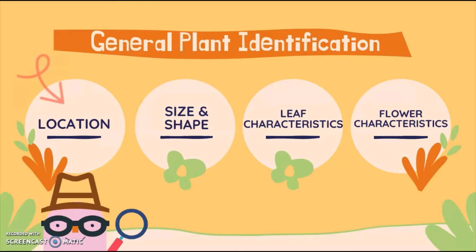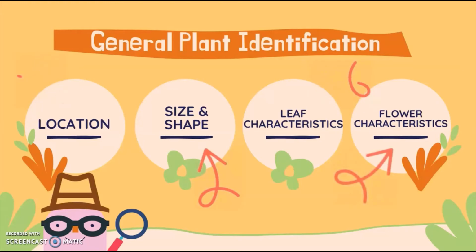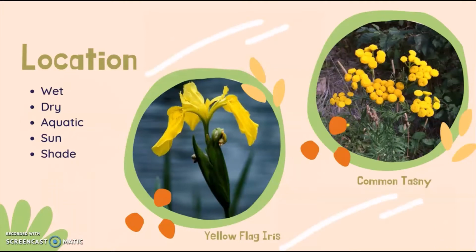There are a few important things that you can use to help identify your plants. The location, size and shape, leaf characteristics, and flower characteristics are all clues that you can use to help identify your plant. Location is key. Is it a wet, moist area, or a dry forest, or an open meadow? For example, yellow flag iris is an aquatic plant, while common tansy likes dry, well-drained soils in open sunlight.